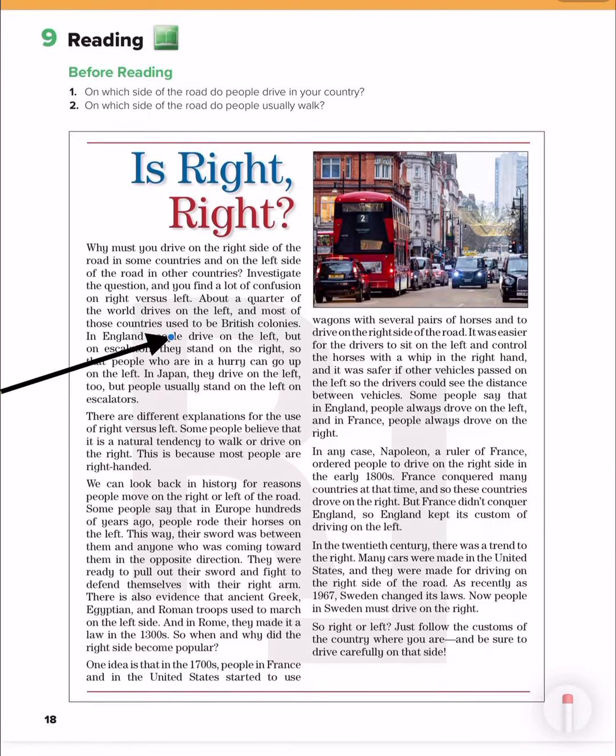Today, inshallah, I will teach you Super Goal 6 for the third intermediate grade in the second semester. So, open your book on page 18. Today, inshallah, we will take a reading. So, as you can see, "Is Right Right?"